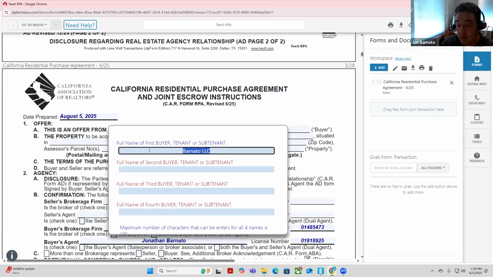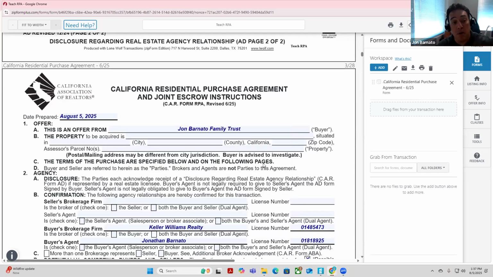So in this case, I could put something like John Barnato Family Trust. Make sense? And that would be the buyer, so to speak. So make sure you know if they're buying as an entity, a trust, or what kind of buyer. And remember, don't put the individual name. Don't put John Barnato if it's a trust, even though I'm the signer. Put the entity name in there.